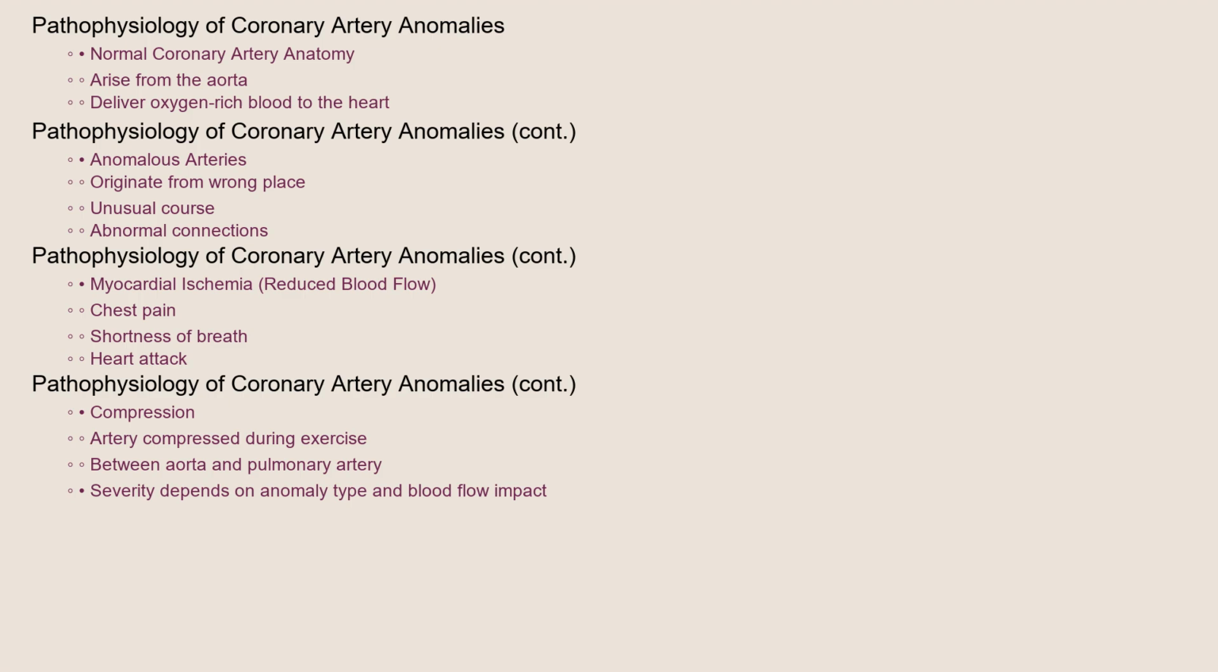To understand the impact of these anomalies, let's look at the pathophysiology. Normally, coronary arteries branch off from the aorta, the main artery leaving the heart, and deliver oxygen-rich blood to the heart muscle. In cases of anomalies, these arteries might originate from the wrong place, take an unusual course, or have abnormal connections. Some anomalies can lead to reduced blood flow to the heart, known as myocardial ischemia. This can manifest as chest pain, shortness of breath, or even a heart attack. In other cases, the anomalous artery may get compressed between the aorta and the pulmonary artery during exercise, also leading to ischemia. The severity and consequences depend on the specific type of anomaly and its impact on blood flow.